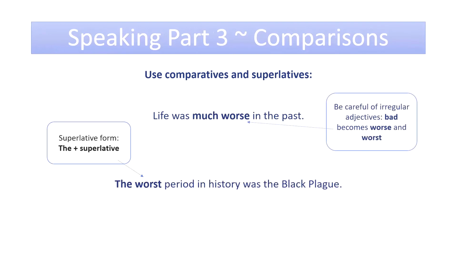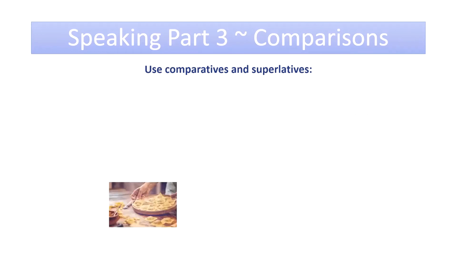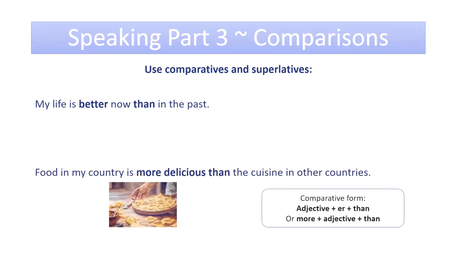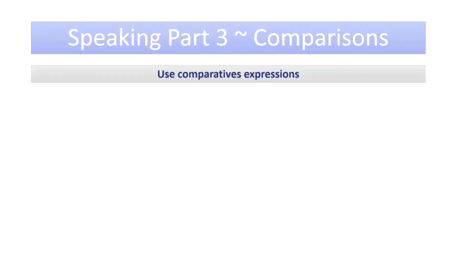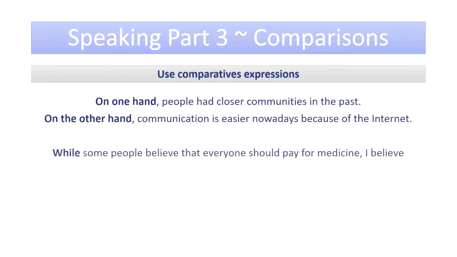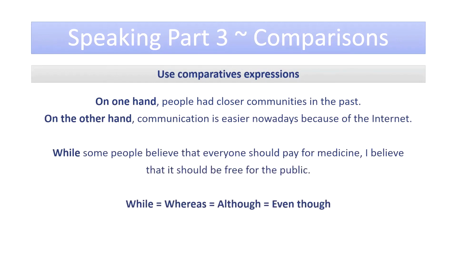So be careful of irregular adjectives. Bad becomes worse and worst. The superlative form we always use with "the" plus superlative. Using comparatives and superlatives, "My life is better now than in the past." "Food in my country is more delicious than the cuisine in other countries." We use "more" plus the adjective and "than." Comparative expressions: on one hand, on the other hand, while. We can also substitute "while" with whereas, although, even though.